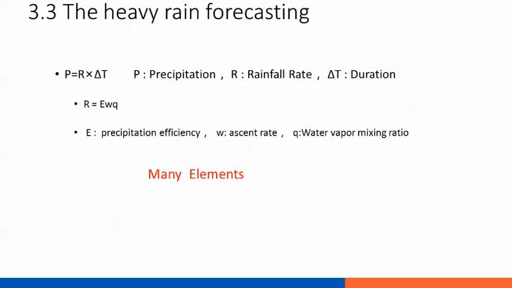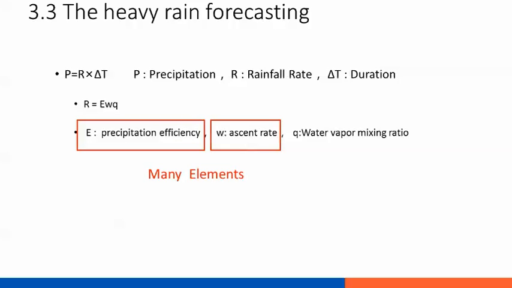We use an equation to describe the many factors that can lead to heavy rainfall. Equation P relates to rainfall rate and duration. Rainfall rate is related to precipitation efficiency, ascent rate, and water vapor mixing ratio.